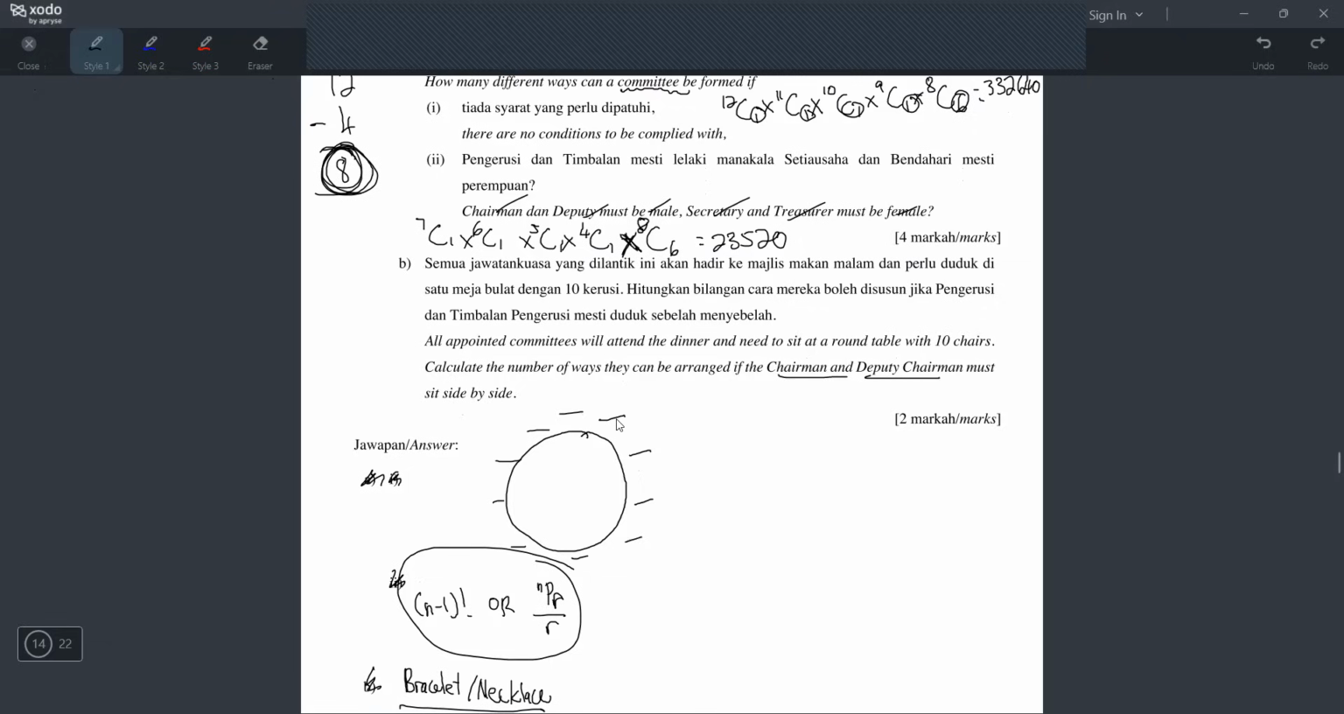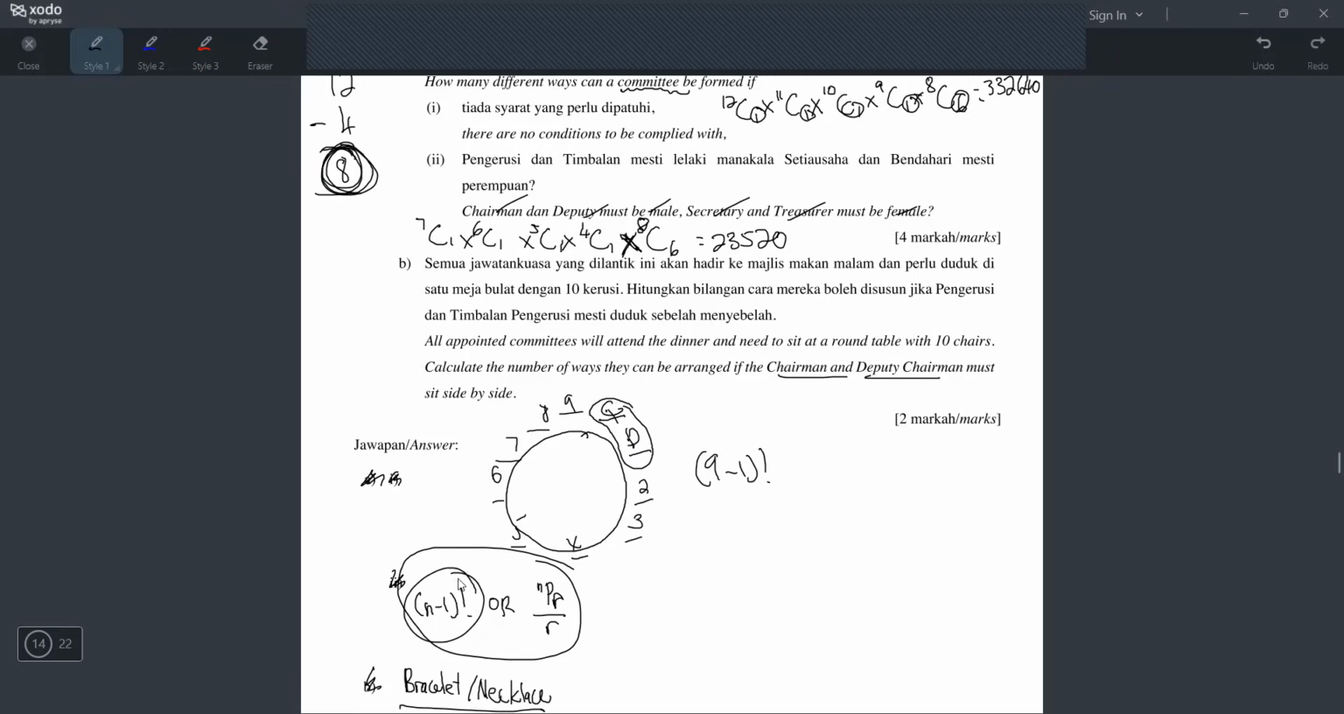So there are 2 chairs now. I have to group them together because they have to sit side by side. One is chairman, one is deputy chairman. If they group together, I am not arranging 10 objects in a circle anymore. I'm arranging 9. Why 9? Because this one is grouped together already. So it's like 1, because they have to stick together. When they move, they have to move together. So it's like 1, 2, 3, 4, 5, 6, 7, 8, 9. So I'm arranging 9 things in a circle, so it will be 9 minus 1 factorial.